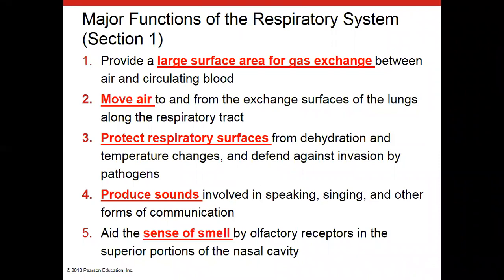Also to move air into and out, to get to the point where gas exchange can occur. So you have to breathe air in, breathe air out. To breathe oxygenated air in and air with carbon dioxide out.